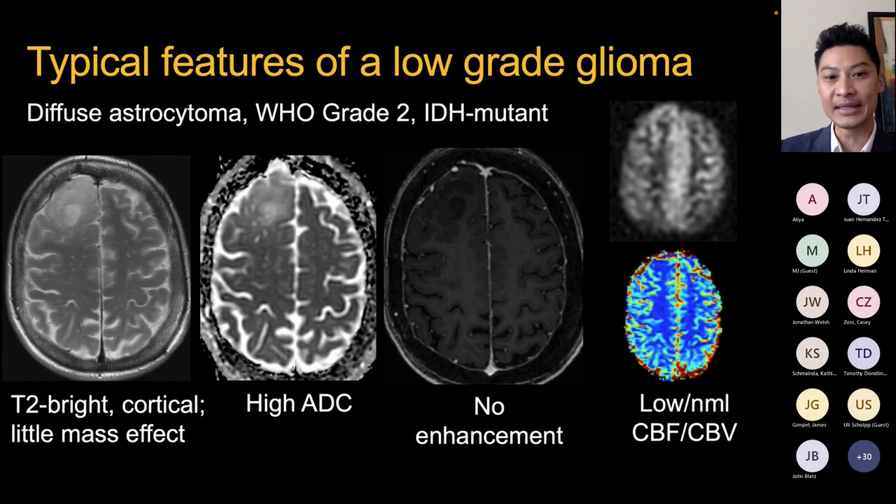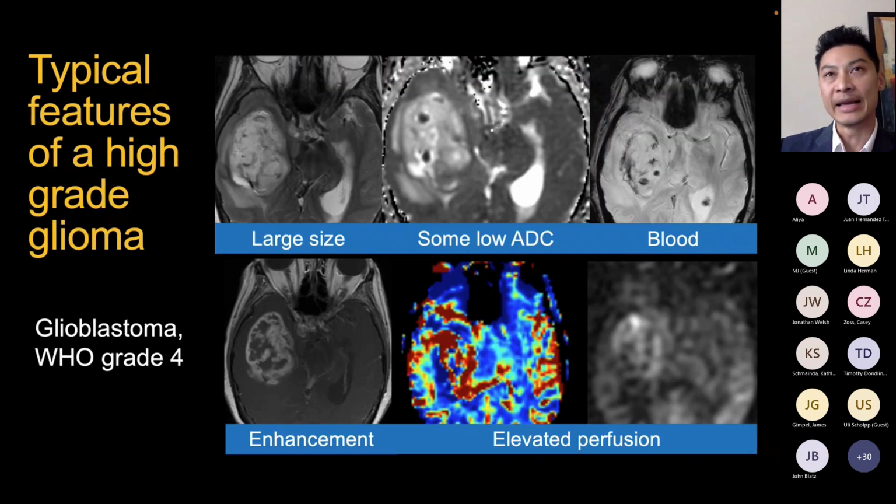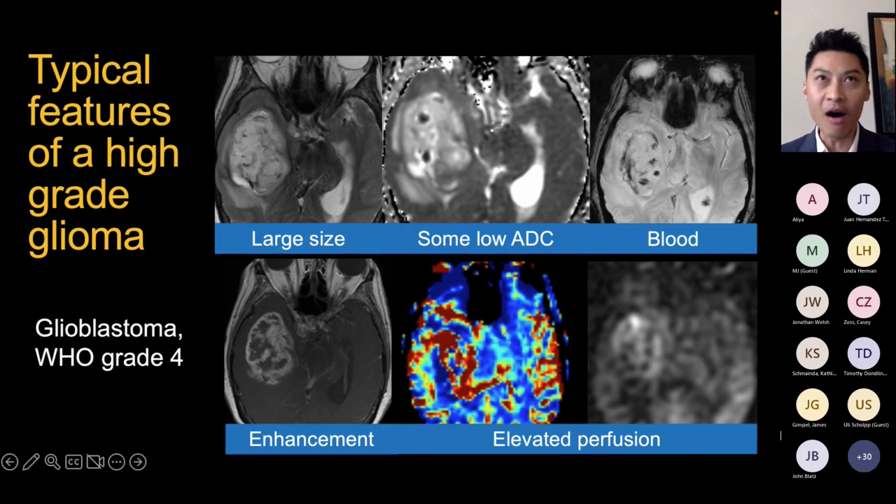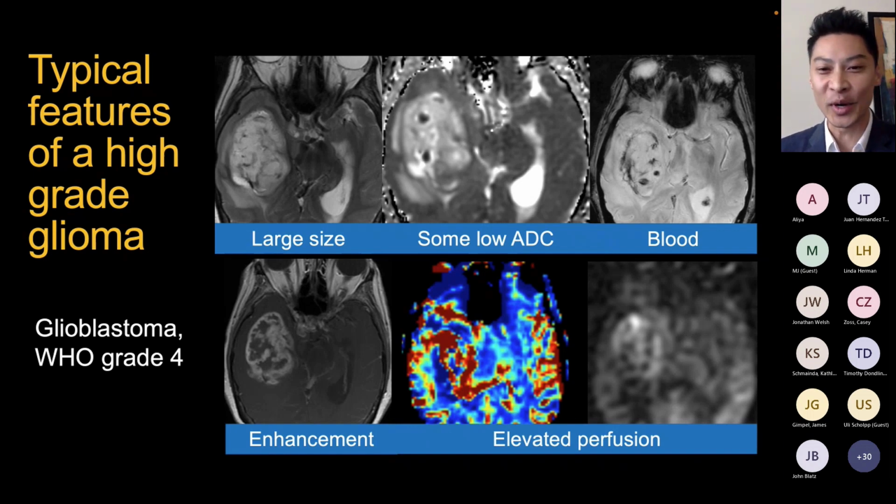When we look at ADC, there's high ADC, suggesting that the tumor is not that cellular. For the most part, in this particular case, there's no enhancement. There could be minimal enhancement, and perfusion is generally low to normal. In contrast, these are the typical features of a higher grade glioma, in this case a GBM. It tends to be larger. There's more mass effect. There's cellularity on ADC with reduced diffusion. There's blood products, heterogeneous enhancement, necrosis, high blood flow, high blood volume, all basically in contrast to what I showed with a low-grade tumor.